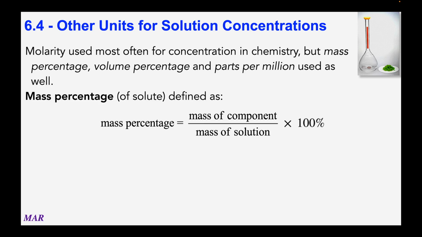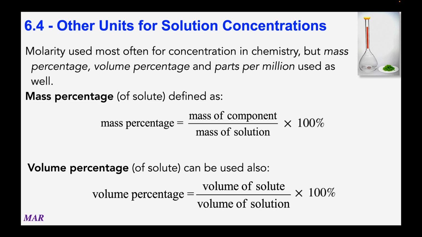A mass percent, which is usually of the solute, will be the mass of the component, the solute, divided by the mass of the whole solution times 100%. And if you see one of those, it's just something you can deal with. Sometimes it's easier to figure out mass percent than molarity, but honestly, molarity is cooler in my opinion.